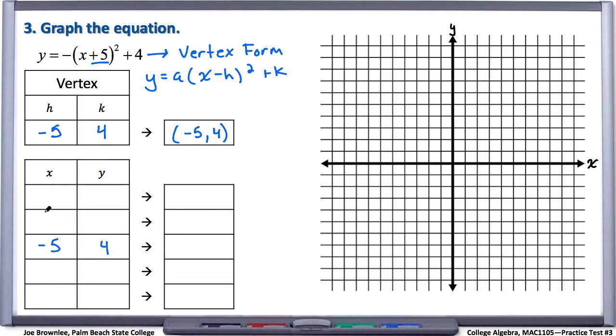So let's not make our lives any more difficult than they have to be. Let's just choose negative 6 and negative 7. Those are 2 values to the left of negative 5. And we can choose, how about negative 4 and negative 3. Those are 2 values to the right of negative 5. And now let's go ahead and find what the corresponding y values are for these x's.